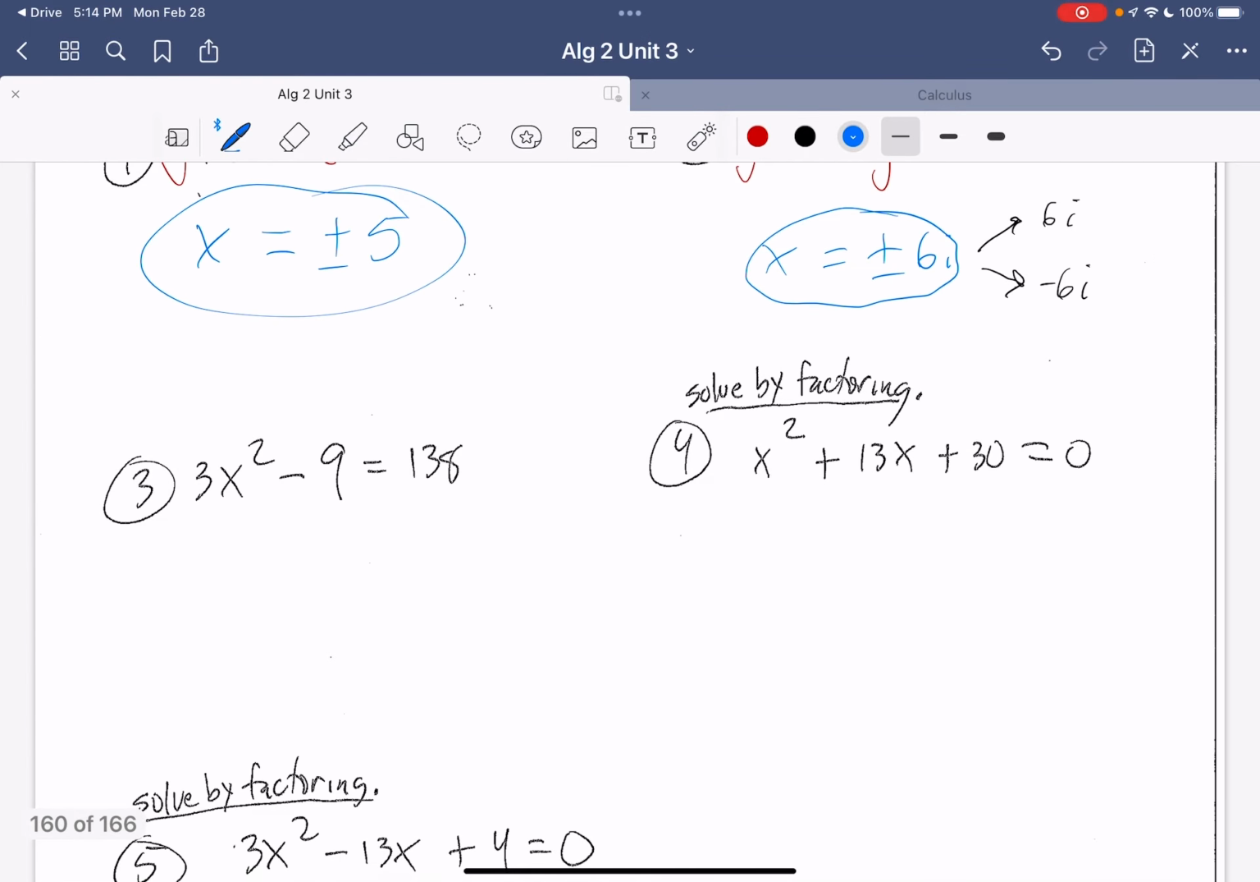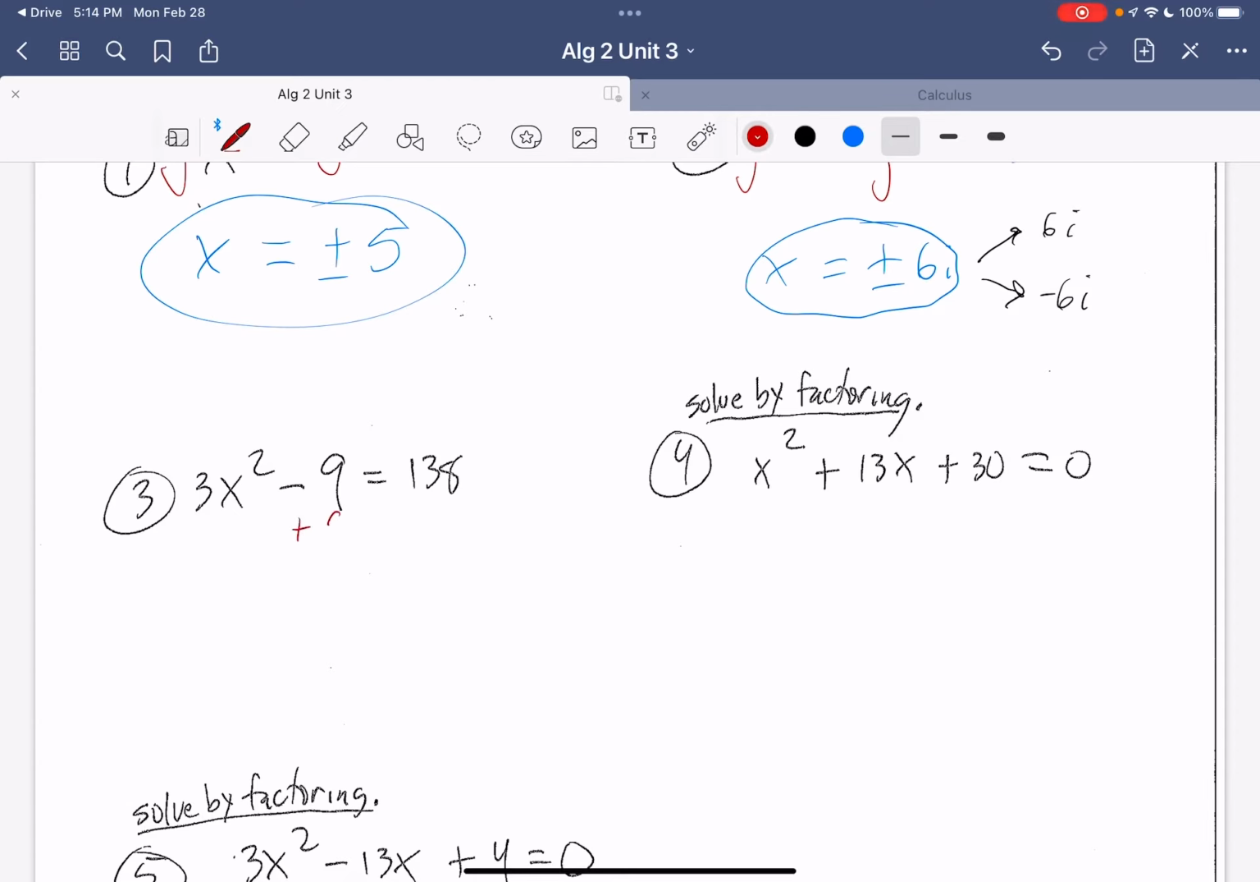The next one's going to work out similar to the first two, but we're going to do a little bit more algebra simplification. So we're going to add 9 to each side, just like we're solving a regular algebra equation. And we get 3x squared. That cancels out, and then equals 147. Then we divide each side by 3. That's what you do to one side, you got to do the other. You get x squared is equal to 49.